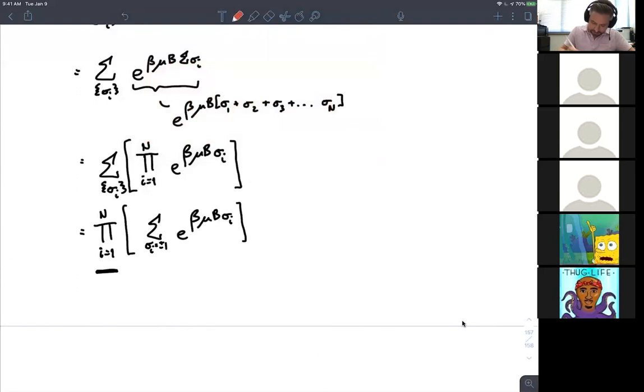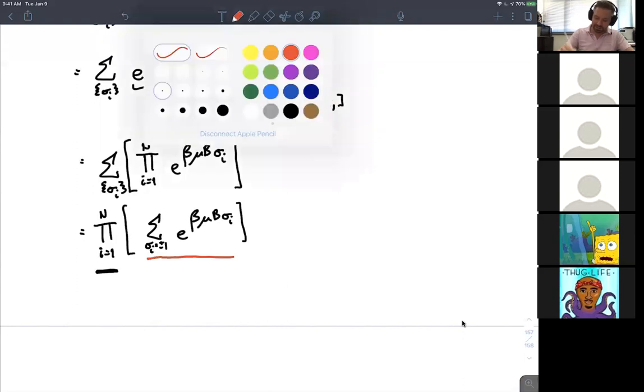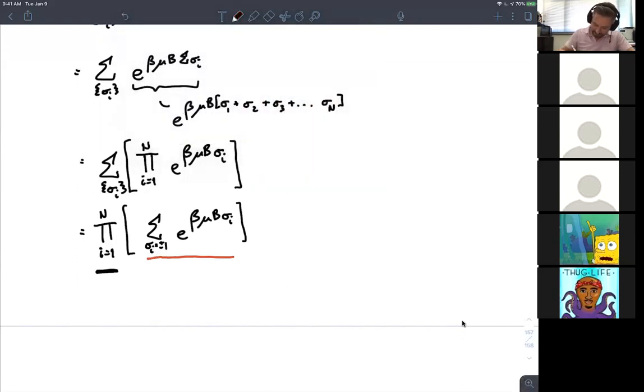Get rid of that. So now let's focus our attention on this sum here. And man, that just couldn't be any easier, right? So our possible values for sigma i are just plus and minus 1. So when we take this sum, all we have to do is substitute in plus and minus 1. Piece of cake.